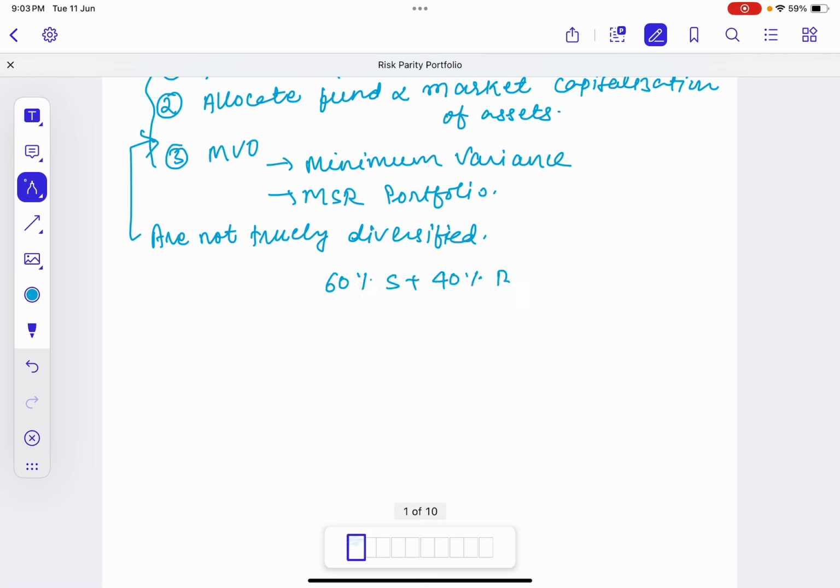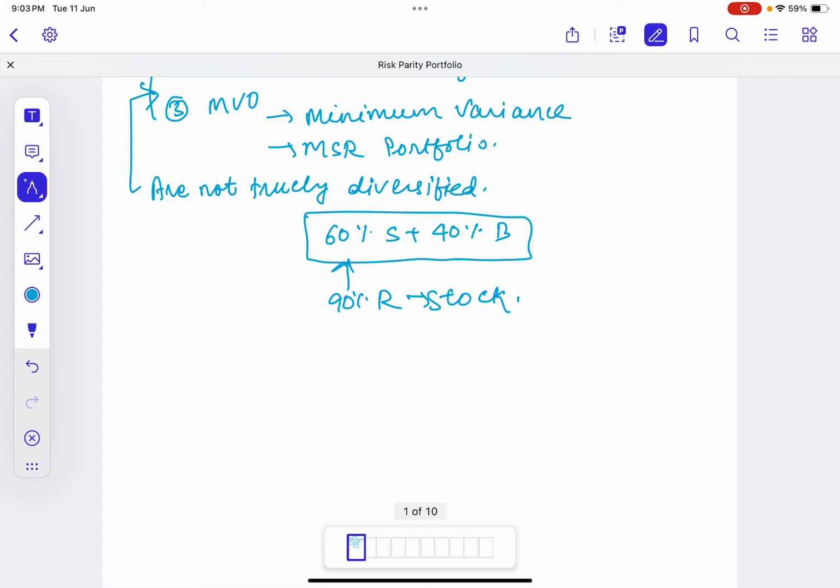Now stocks are around 3 to 4 times riskier than bonds. As such, 90% of the risk of this portfolio is coming from the stock, and hence this portfolio is not truly diversified. What is the reason behind this? The reason is that the risk is dominated by the stock portion of this portfolio.